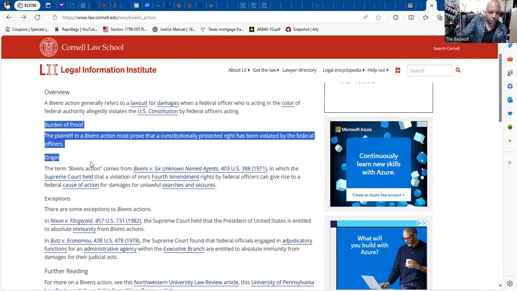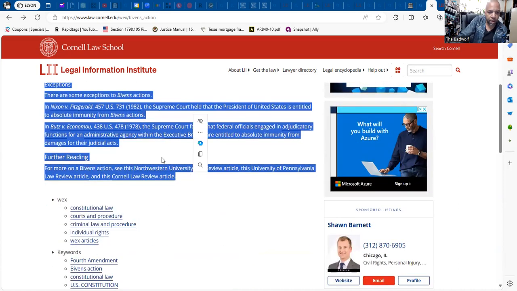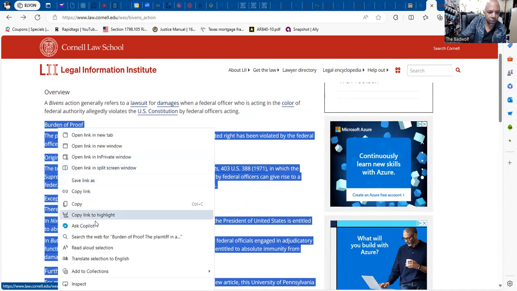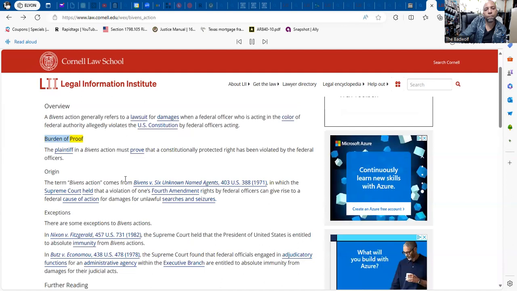Let's get this read by my lovely AI assistant. Burden of proof. The plaintiff in a Bivens action must prove that a constitutionally protected right has been violated by the federal officers. Which means your right to travel, your right to privacy, your right to own your land privately, your right to use the public roads for private use and personal travel. But let's go on.